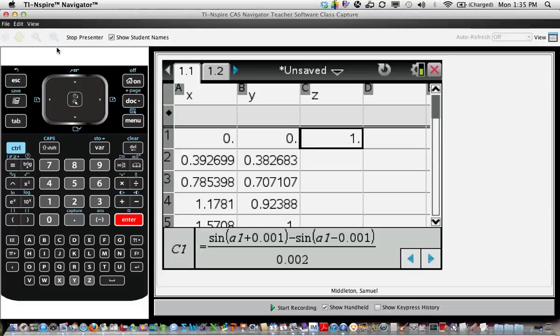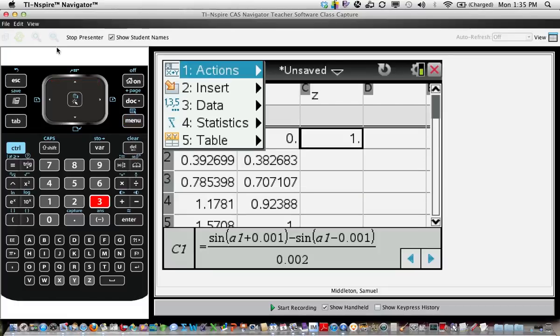Arrow back up there. So 1. Is that reasonable on the sine graph? The slope here is 1? It's reasonable. Yeah, makes sense. Okay, let's fill down. So go ahead and highlight that. Go to your menu. Go to your data.